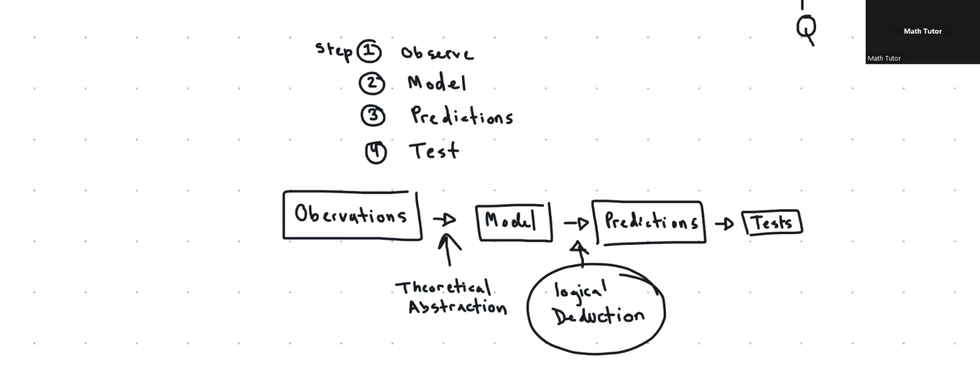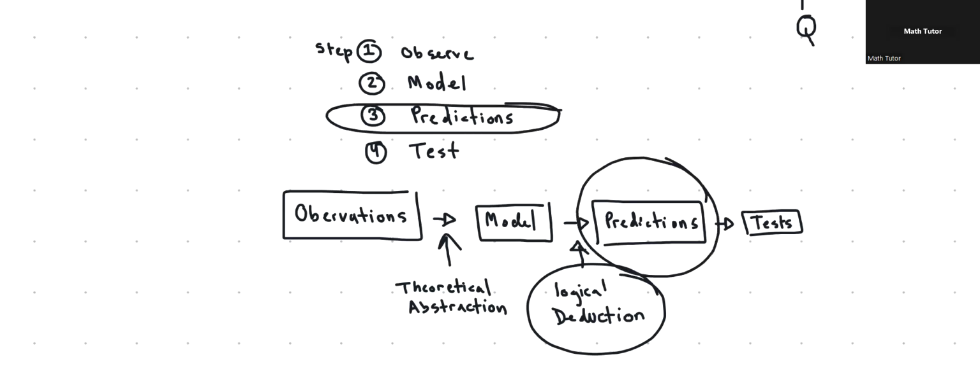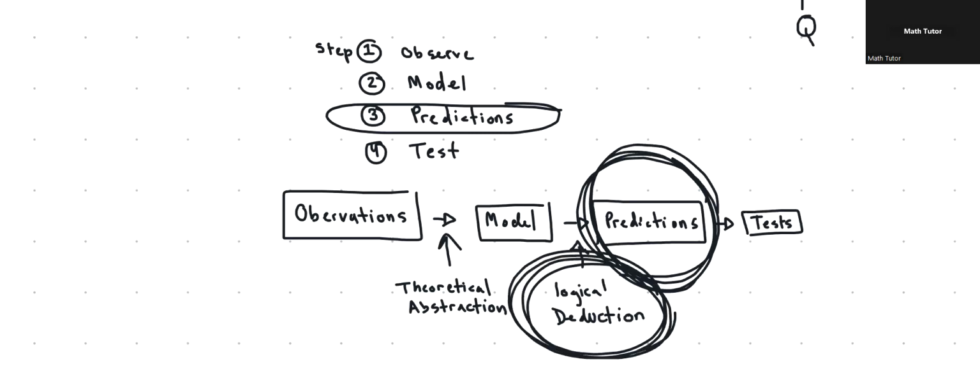Okay, so step three, ask relevant questions and deduce answers using your model. Predictions is what I just said, all fancy. So we make predictions using our model. Now we're just talking about the basic ideas. If we're making predictions from our model, there's supposed to be some sort of logical deduction from our model that allows us to make those predictions.